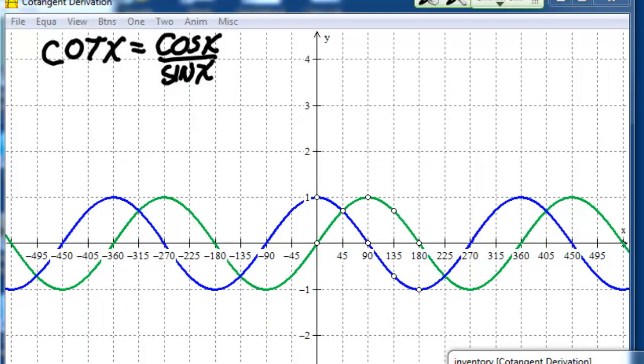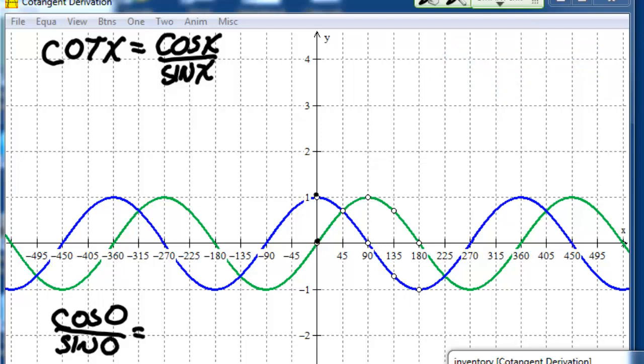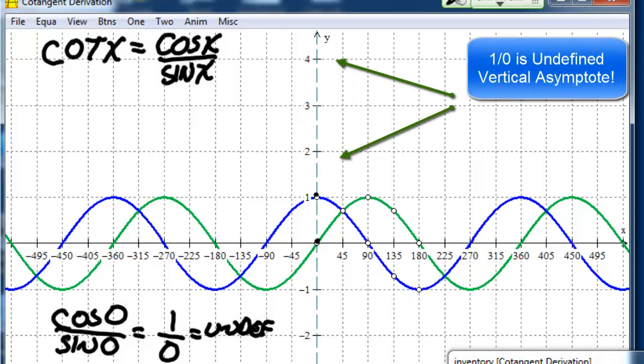Let's start when x equals 0. When x equals 0, we have a point here for the sine of x being 0 and the cosine of x being 1. So the cosine of 0 over the sine of 0 would be 1 over 0, or undefined, which means that we have an asymptote along the y-axis. So I've put in that asymptote.